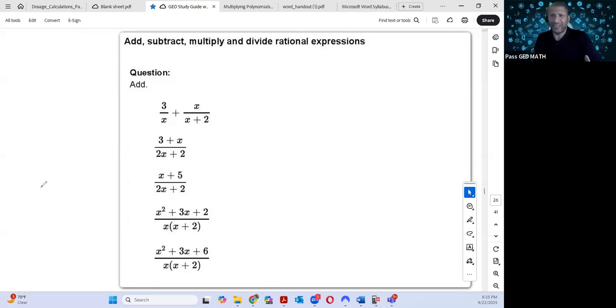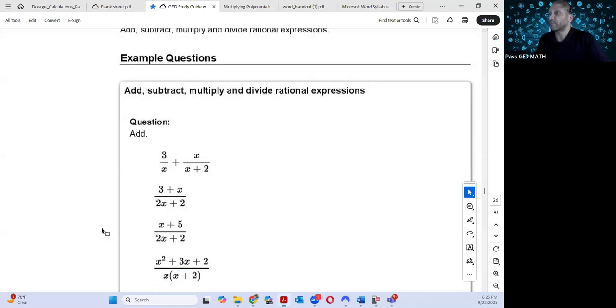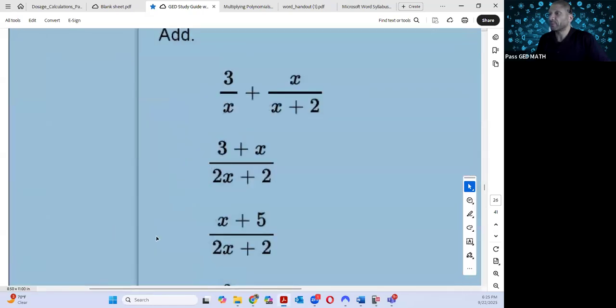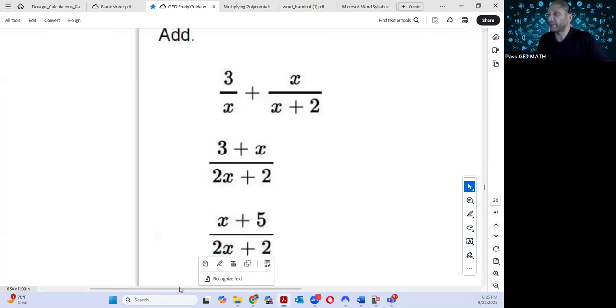But Mr. Tinsley, they got x and x plus 2. Again, start with what you know. You know that to add fractions, you must have a like denominator. So let me make this a little bigger so everybody can see it nice and clearly.